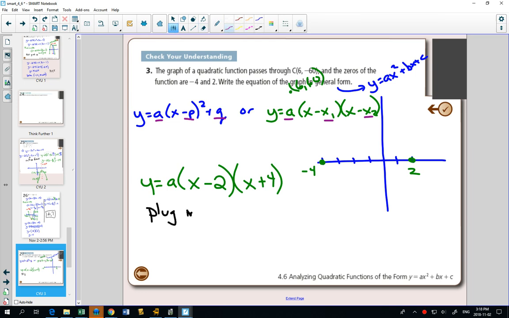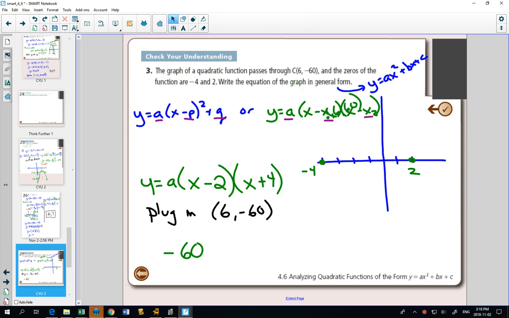Plug in the point, 6, negative 60. That means when x is 6, y is negative 60. Sorry, guys, this should be way down here, eh? Negative 60 is equal to A. We know that our x value is 6, so we'd have 6 minus 2, and then 6 plus 4.